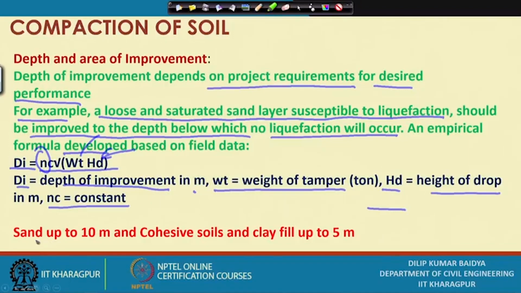Sand up to 10 meter can be improved by this dynamic compaction, whereas cohesive soil and clay fill can go only up to 5 meters. So, these are the limitations of this method.